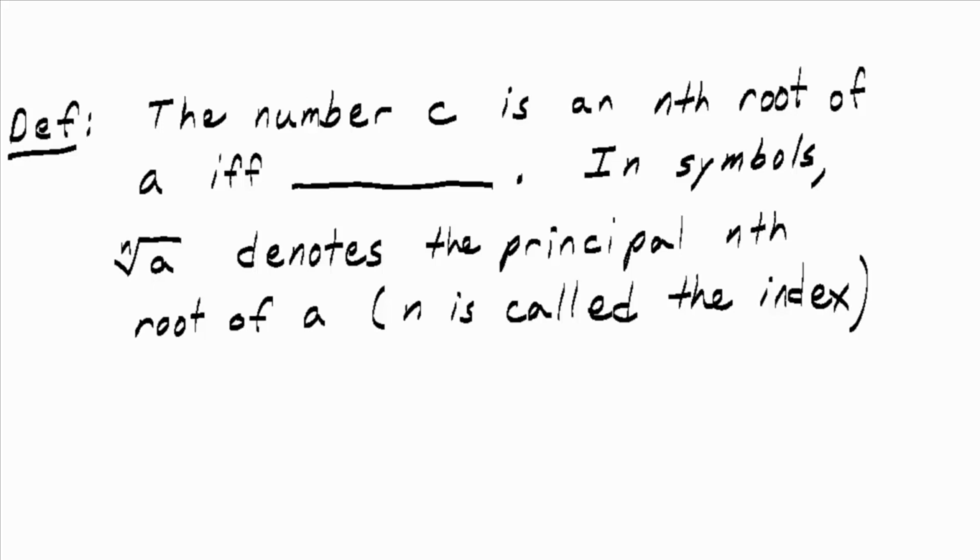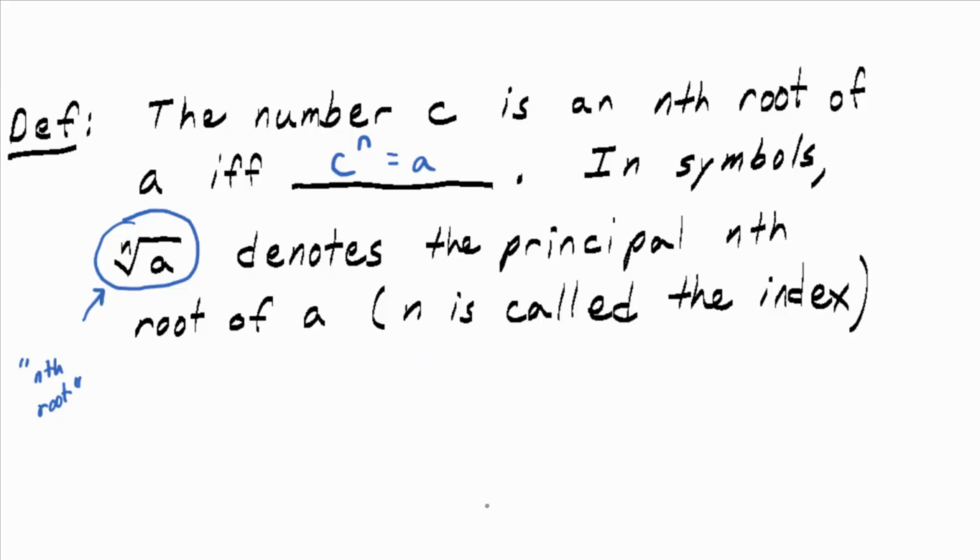So if and only if we can raise c to whatever n is and get a. So instead of saying c squared equals a, it's c to the n equals a. If that's true, then c is an nth root of a. In symbols, we would say the nth root. As well, I kind of already stated that, that symbol, the nth root, denotes the principal nth root of a.